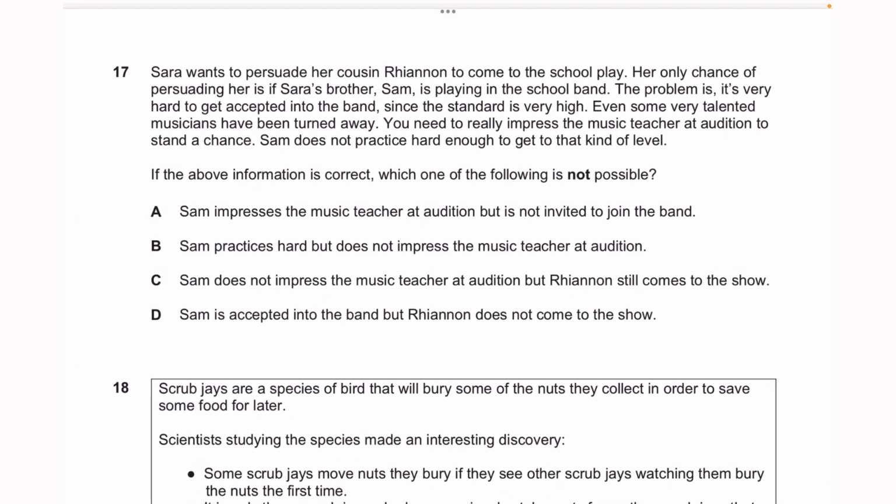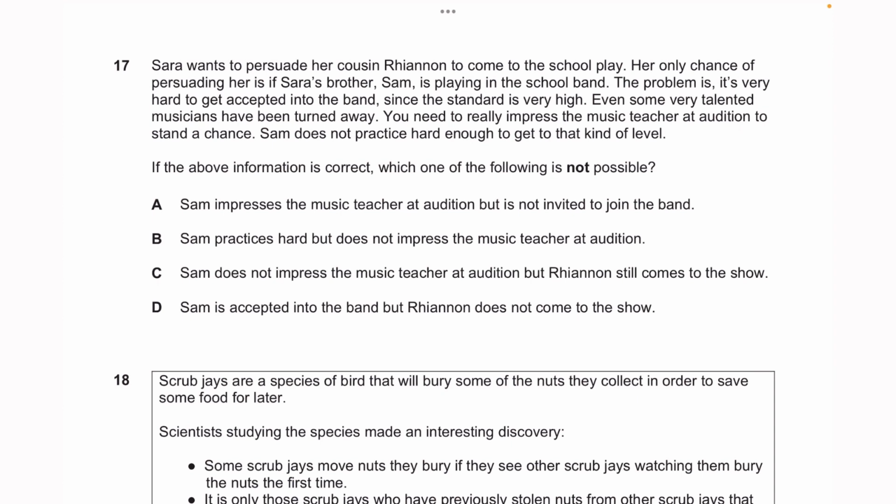So question 17 says this. Sarah wants to persuade her cousin Rhiannon to come to the school play. Her only chance of persuading her is if Sarah's brother Sam is playing in the school band. The problem is it's very hard to get accepted into the band since the standard is very high. Now, even some very talented musicians have been turned away. You need to really impress the music teacher at audition to stand a chance. Sam does not practice hard enough to get to that kind of level. So if the above information is correct, which one of the following is not possible? So remember, the key thing is not possible.